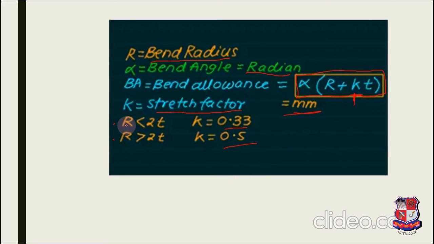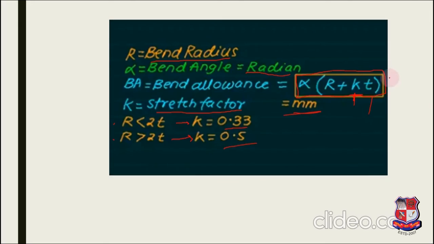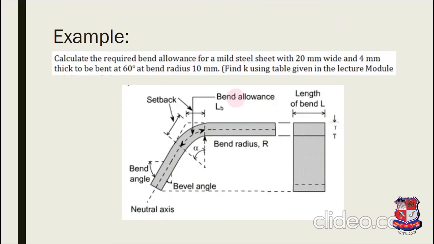If the bend radius r is less than 2 times the thickness, then you need to take k as 0.33. But if r is greater than 2 times the thickness, then you need to take k as 0.5, right? And t is the thickness of the workpiece, the thickness of the sheet metal. So this is the formula you need to consider when you want to calculate the bending allowance. Let us see one example based on this.